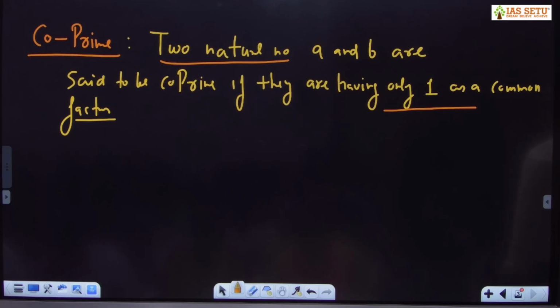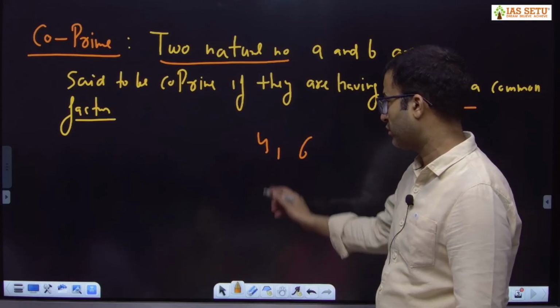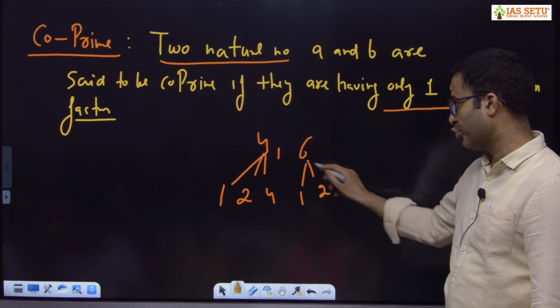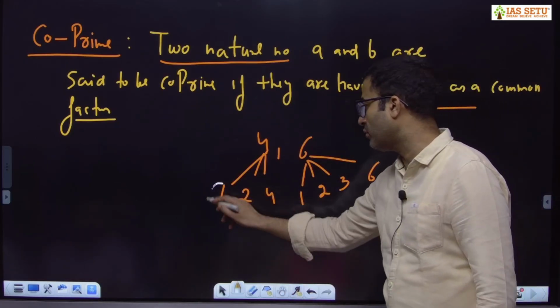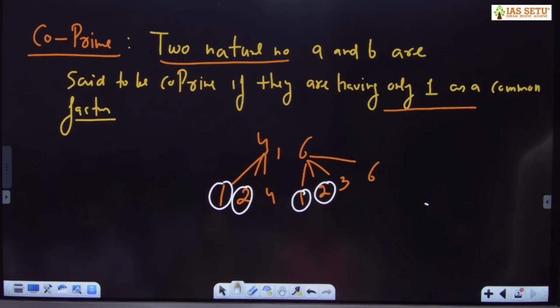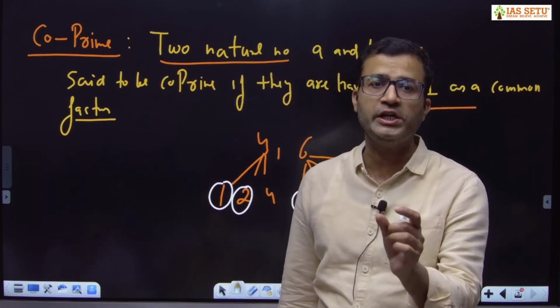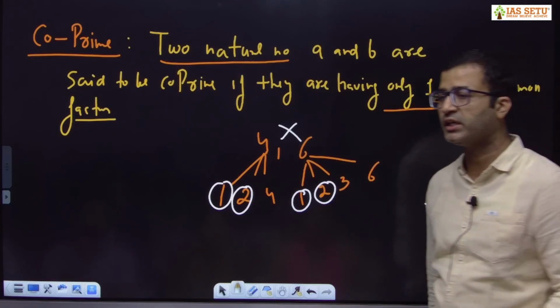Some students say one as a common factor. 4 and 6 have one as a common factor. Factors of 4 are 1, 2, 4. Factors of 6 are 1, 2, 3, 6. What about common factors? Here you have common factors 1 as well as 2. But the condition here is only 1 as a common factor, not that 1 as a common factor, which we have in each and every number. Each and every natural number has 1 as a common factor. But the condition is only 1 as a common factor. That is why 4 and 6 are not co-prime to each other.